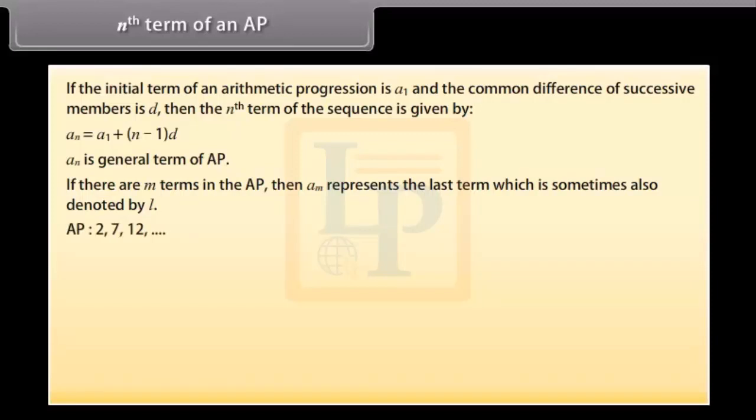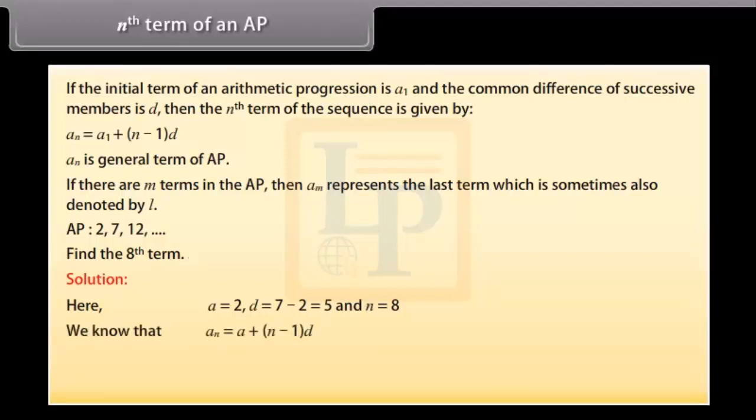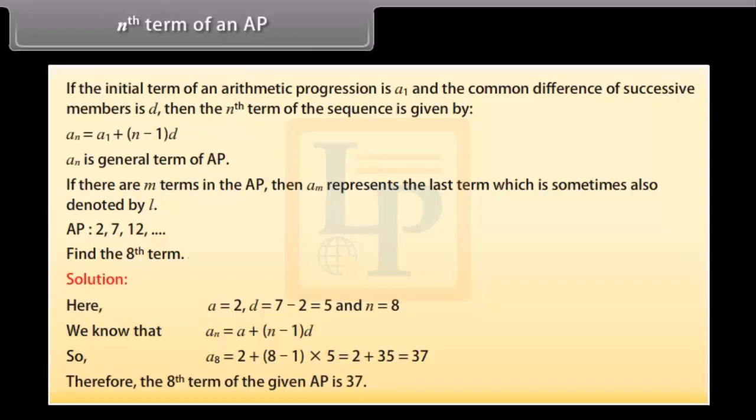Now by using the formula of nth term, let's find the 8th term of the given AP. Here a is equal to 2, d is equal to 7 minus 2, which is 5, and n is equal to 8. We know that an is equal to a plus (n minus 1) d. So a8 is equal to 2 plus (8 minus 1) into 5, which is equal to 2 plus 35, which equals 37. Therefore, the 8th term of the given AP is 37.